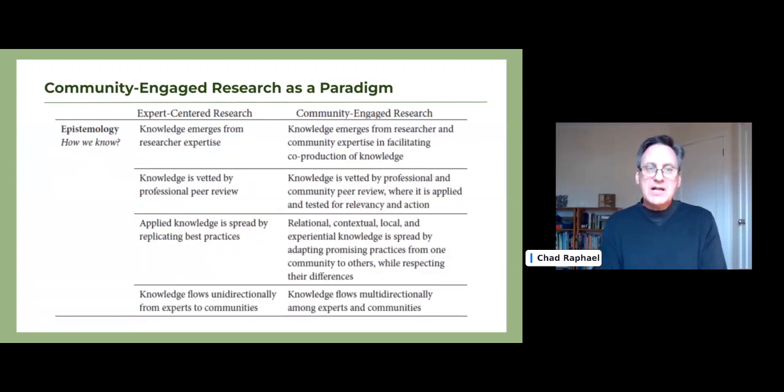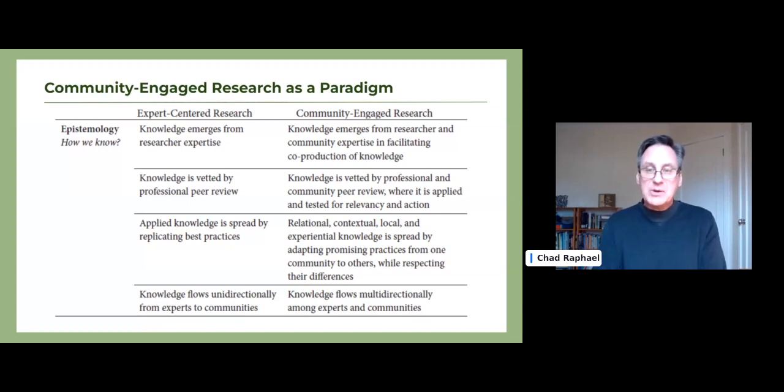In terms of epistemology, how we know what we know, an expert-centered paradigm tends to see knowledge as emerging from researchers' expertise as they apply approved methodologies and as it is vetted by the professional peer review process. Community-engaged research respects that, but it adds that knowledge also emerges from community expertise in facilitating the co-production of knowledge. There are things that communities know about how to produce knowledge that academics and other professionals don't know as well because we're not from those communities.